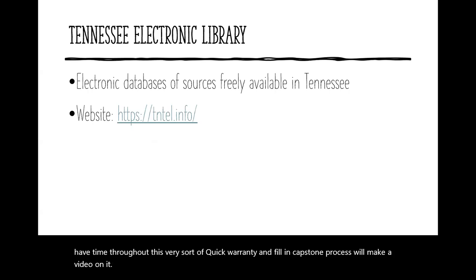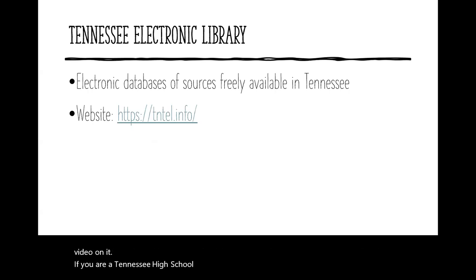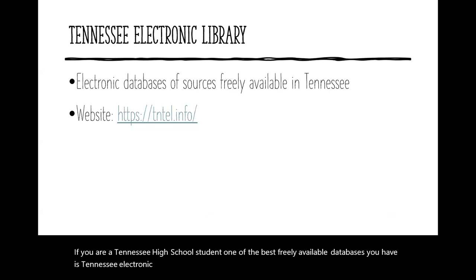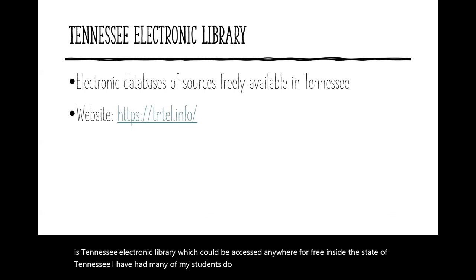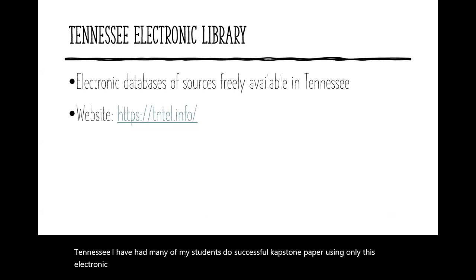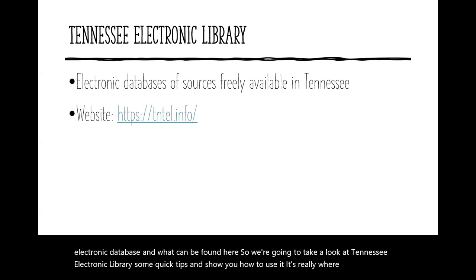If you are a Tennessee high school student, one of the best freely available databases you have is Tennessee Electronic Library, which can be accessed anywhere for free inside the state of Tennessee. I have had many of my students do successful capstone papers using only this electronic database and what can be found here. So we're going to take a look at Tennessee Electronic Library, some quick tips, and show you how to use it. It's really where I recommend my students start first on their papers.